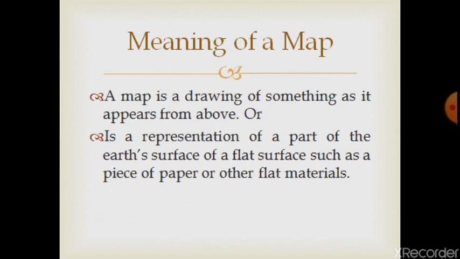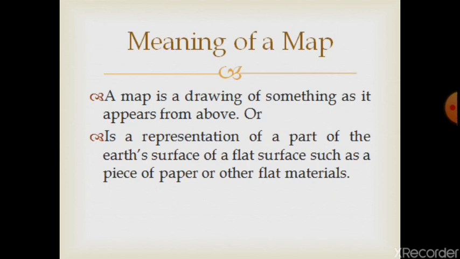Now you repeat after me. What is a map? Starting from the first meaning. What is a map? Very nice. A map is a drawing of something as it appears from above. Very nice.